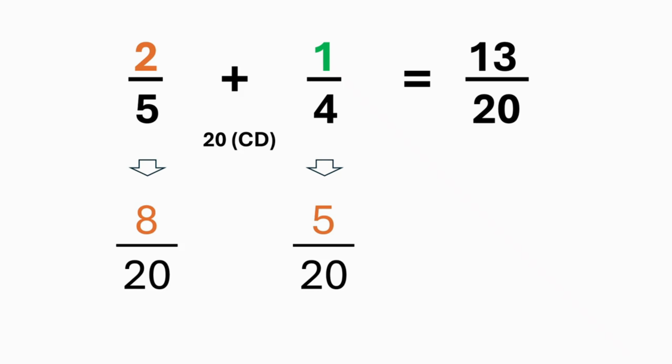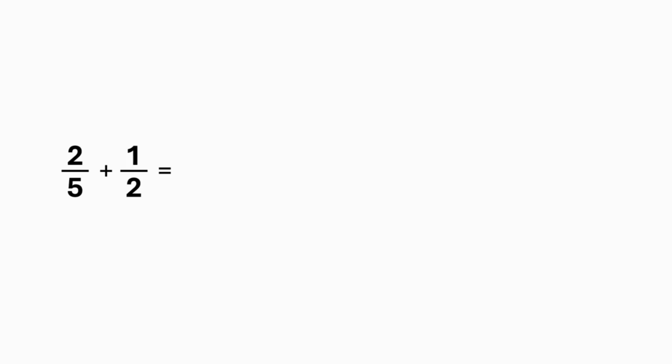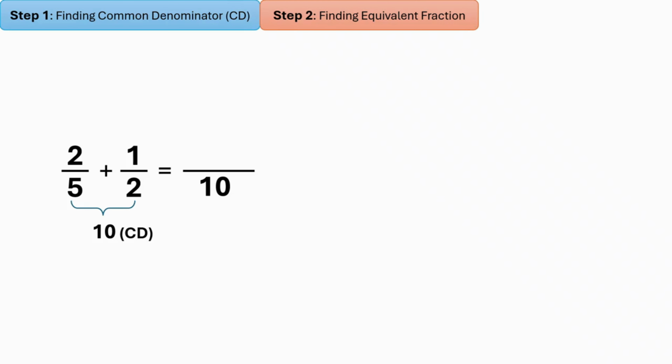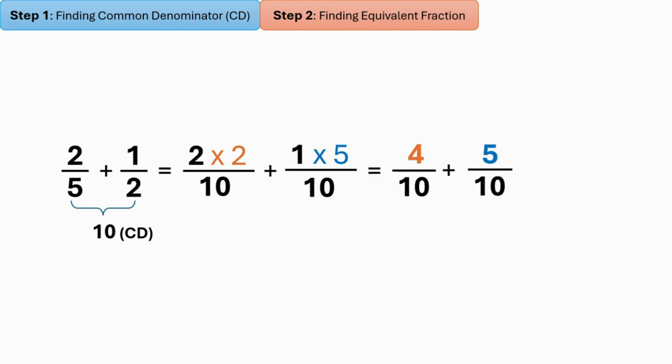More practice. Let's try 2/5 plus 1/2. First step, let's find the common denominator, which is 10. Second step, let's convert to equivalent fractions. Third step, add 4/10 and 5/10. The answer is 9/10.